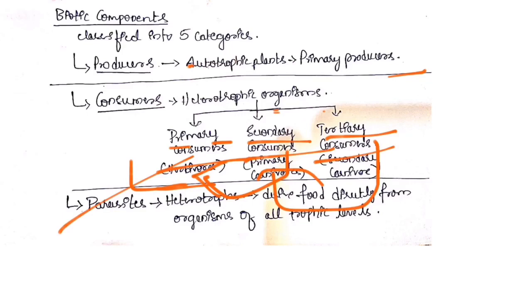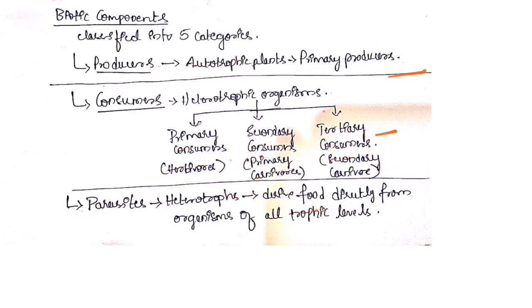This is about the consumers. Consumers are heterotrophic organisms. They are of three types: primary consumers, secondary consumers, and tertiary consumers. Primary consumers means herbivores, organisms which feed on plants. Next, secondary consumers feed on herbivores. And tertiary consumers are called top carnivores. They feed on secondary consumers.